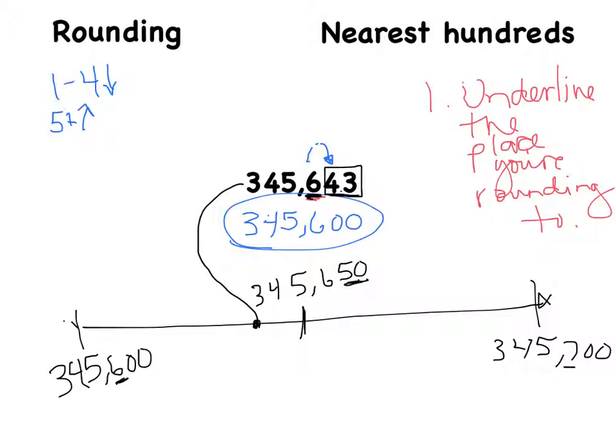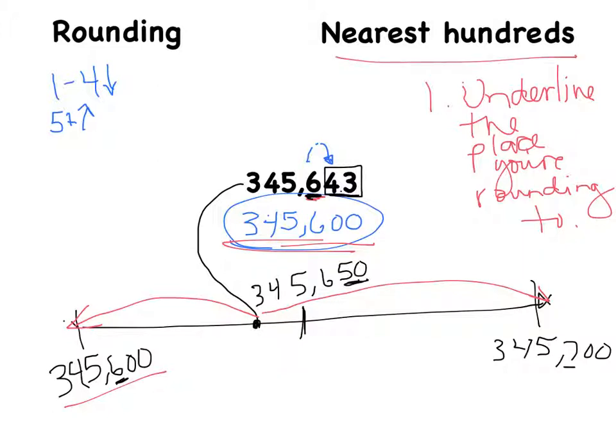So we can see that it's much closer to 345,600 than it is to 345,700. Hence, we said that this number, rounded to the nearest hundreds, is 345,600. Okay, now let me just show you one more thing here.